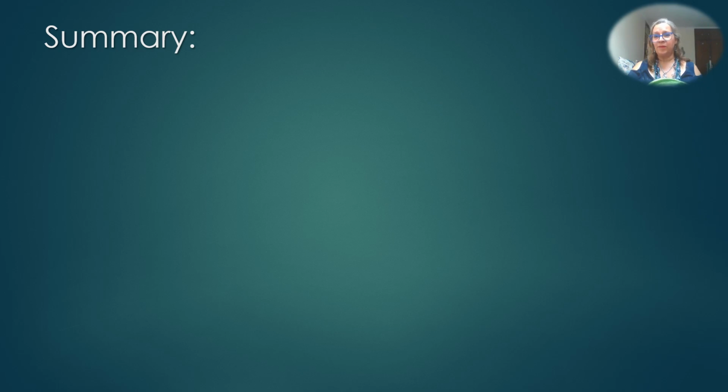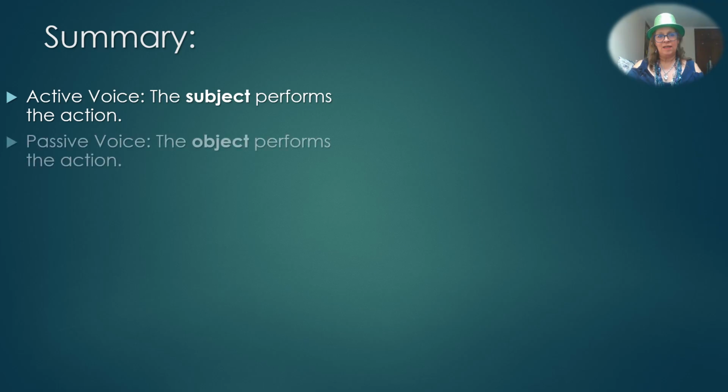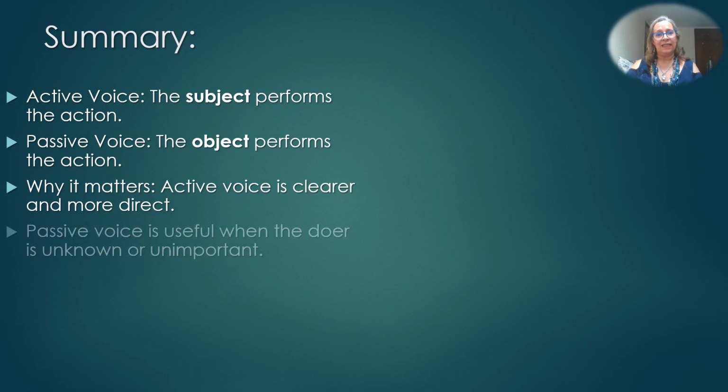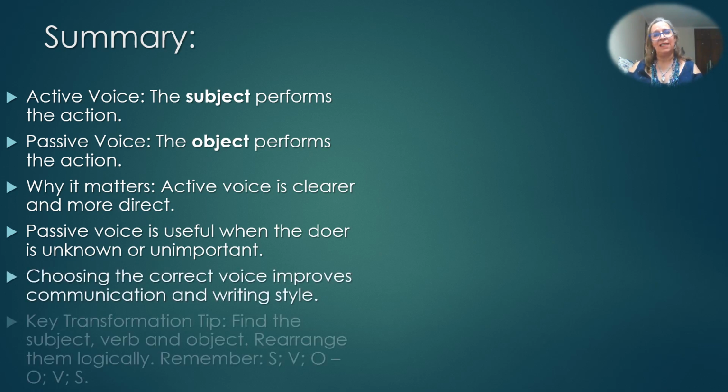Let's recap. Active voice. The subject performs the action. Passive voice. The object performs the action. Why it matters. Active voice is clearer and more direct. Passive voice is useful when the doer is unknown or unimportant. Choosing the correct voice improves communication and writing styles.